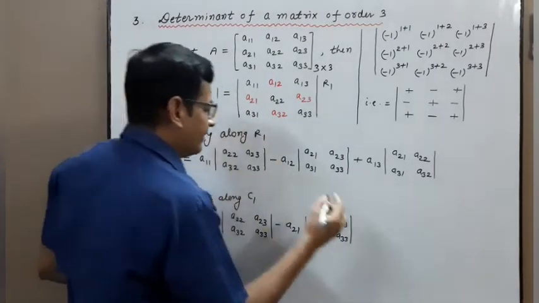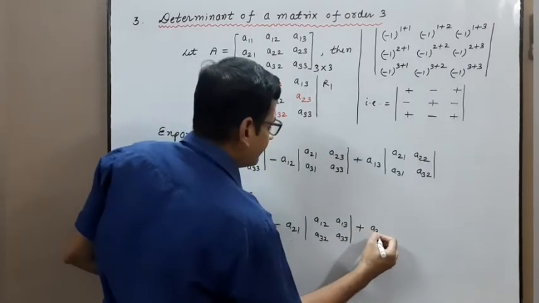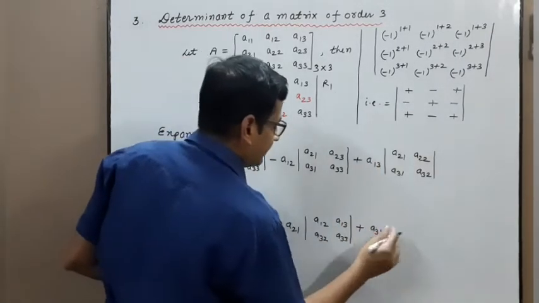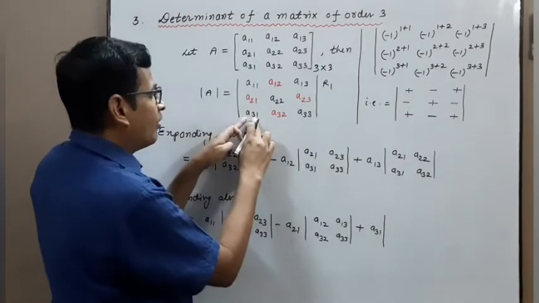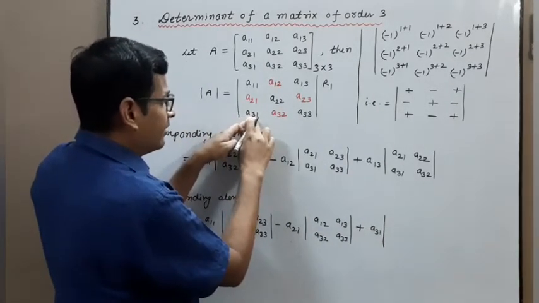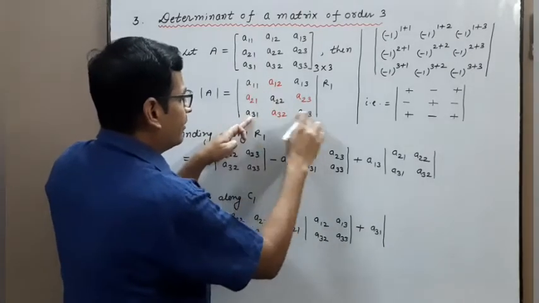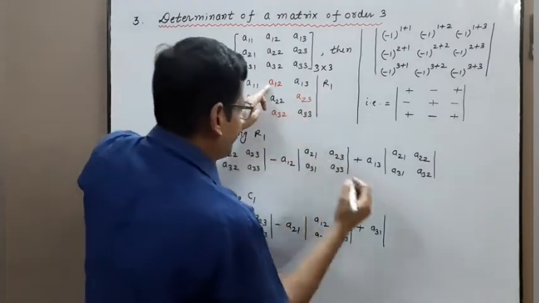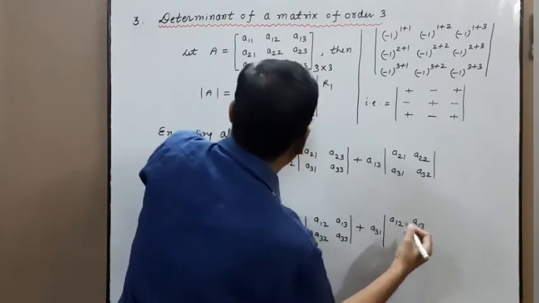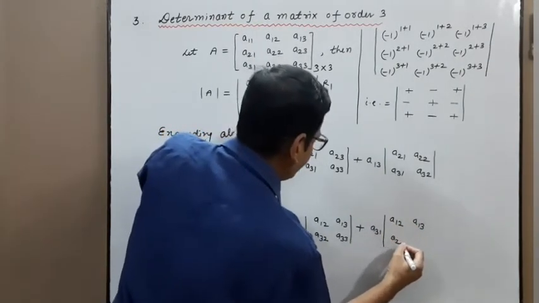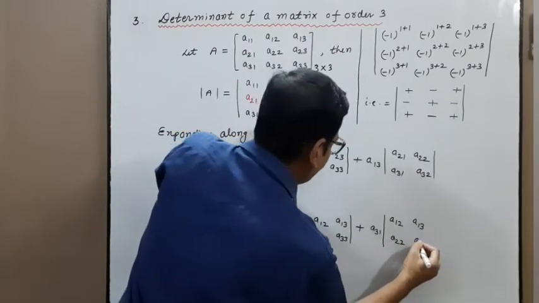After this A31, sign of A31 positive, plus sign, and A31 into the determinant obtained by eliminating third row and first column. Third row and first column. So write these four elements A12, A13, A22, A23.